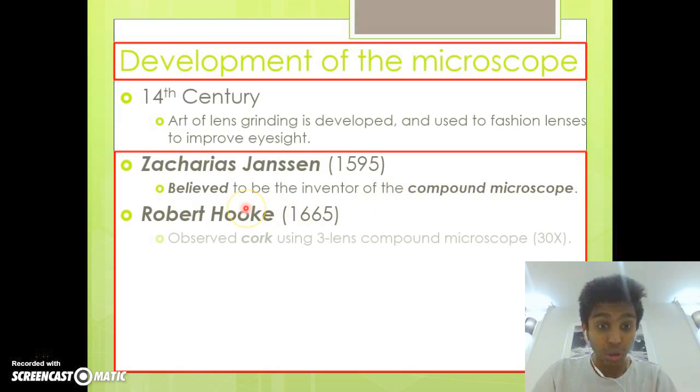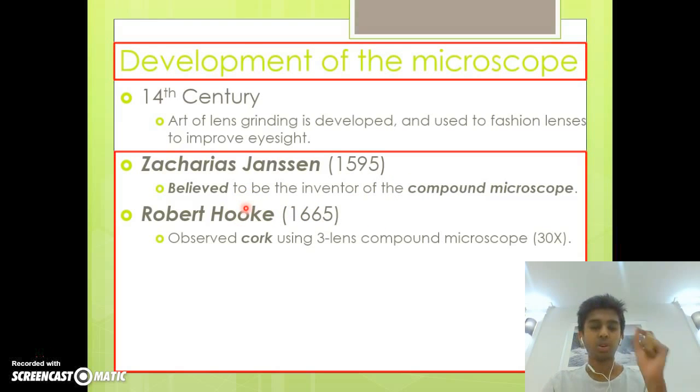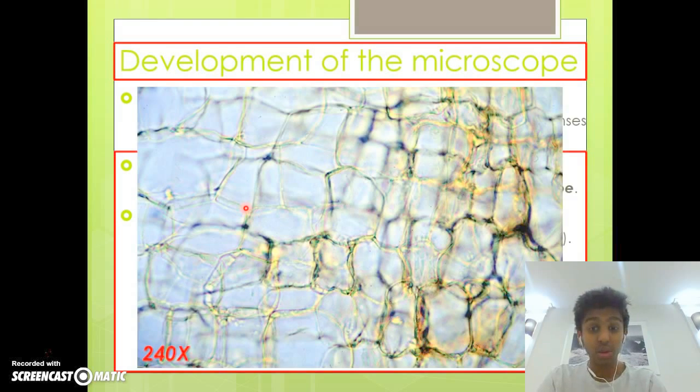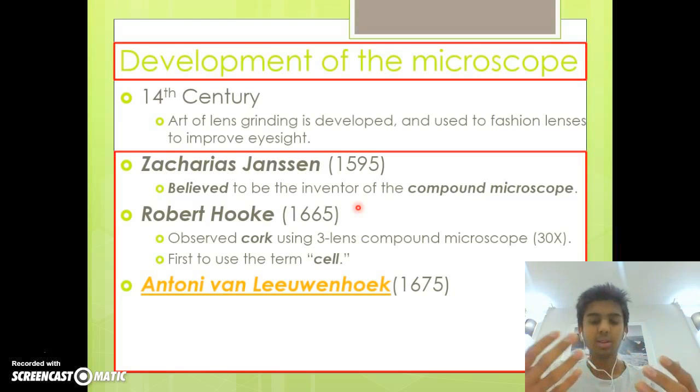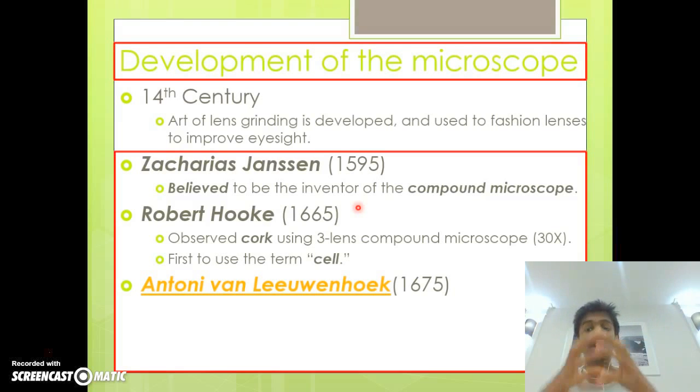Then came Robert Hooke, and he observed cork using a three-lens compound microscope. So he had three different lenses, and he observed cork that he derived from a tree. And this is what he saw. This was the cork that he saw, and he noticed that it looked like little rooms, all separate rooms. So he gave it a name. He named it cellulae, which is the Latin word for cell. So that's where our word cell originally derives from.